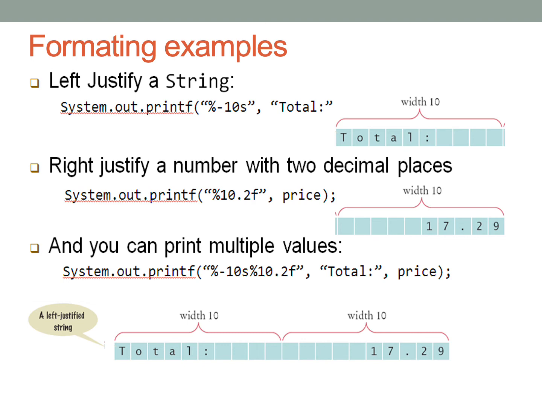We can also print multiple values. For example, System.out.printf("%-10s%10.2f"). It should take in total, which is a string, that will be within the %-10s, and price is within the %10.2f.